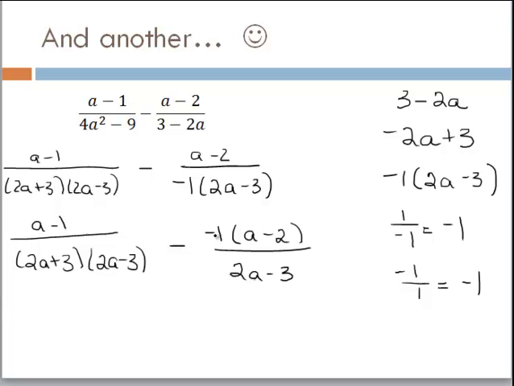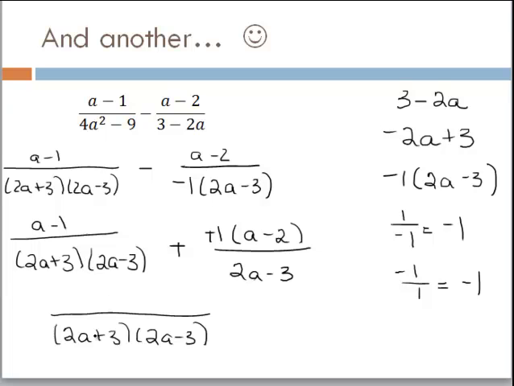Okay, so what happens if you have a negative of a negative? It turns out to be a positive. So that might actually help us out in the long run. What's going to be our common denominator? We need a 2a plus 3 and a 2a minus 3. We already have a 2a minus 3, so we don't need that one again.